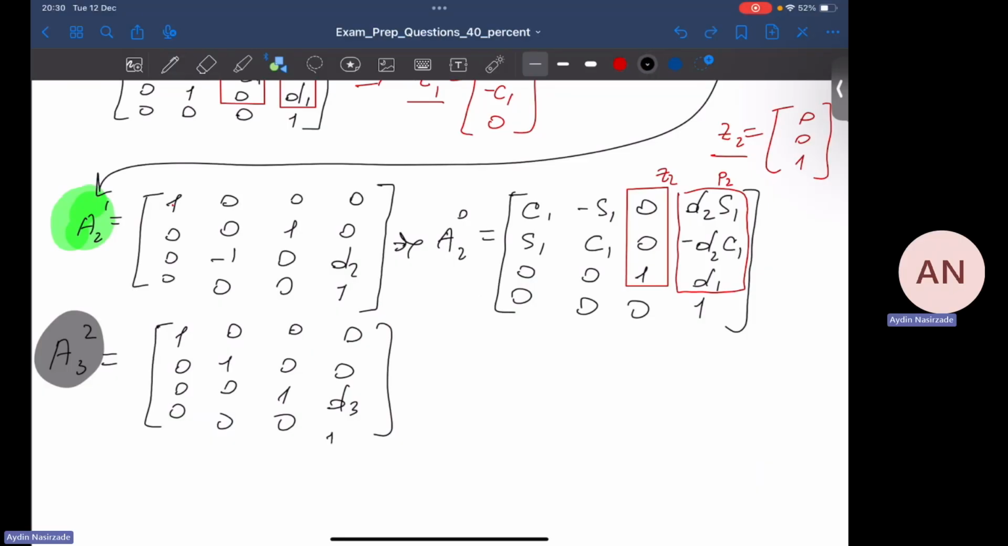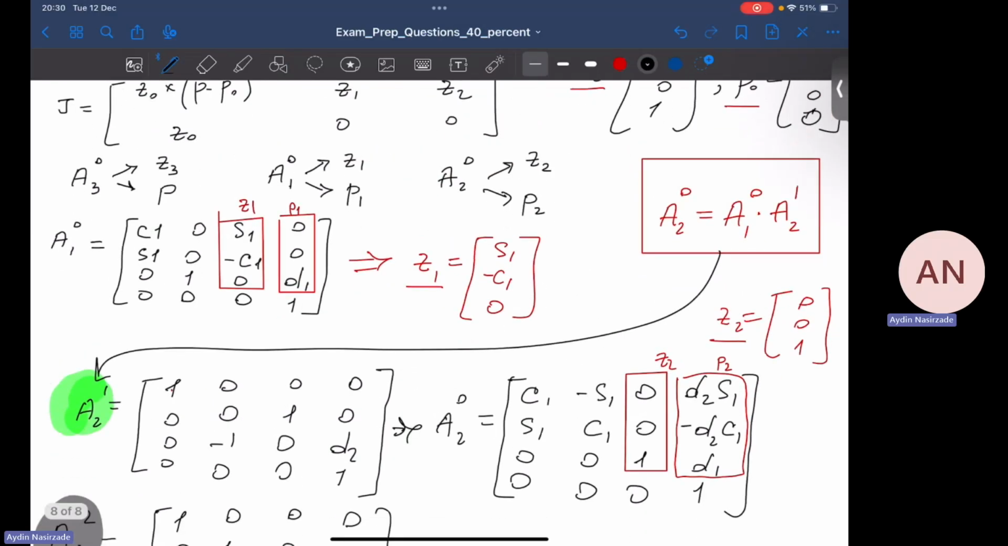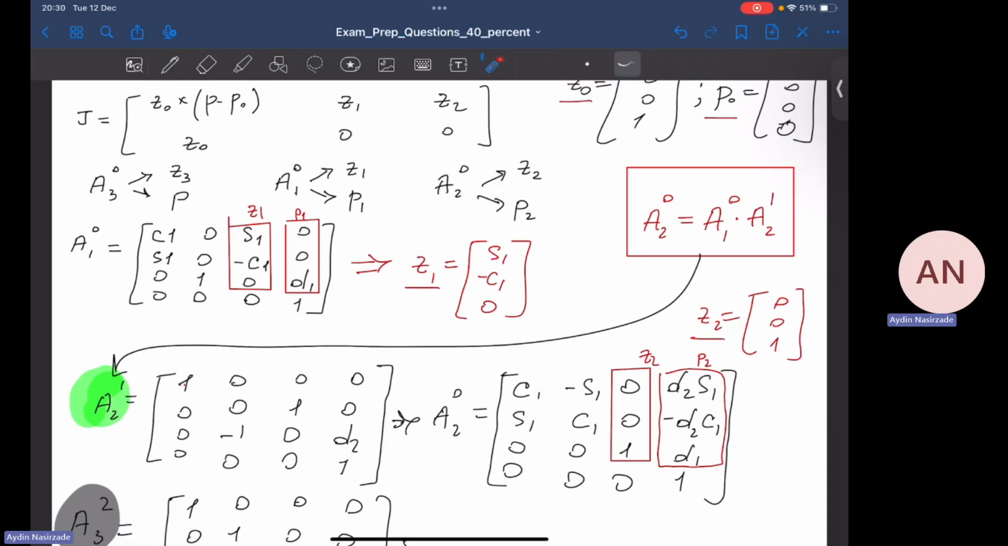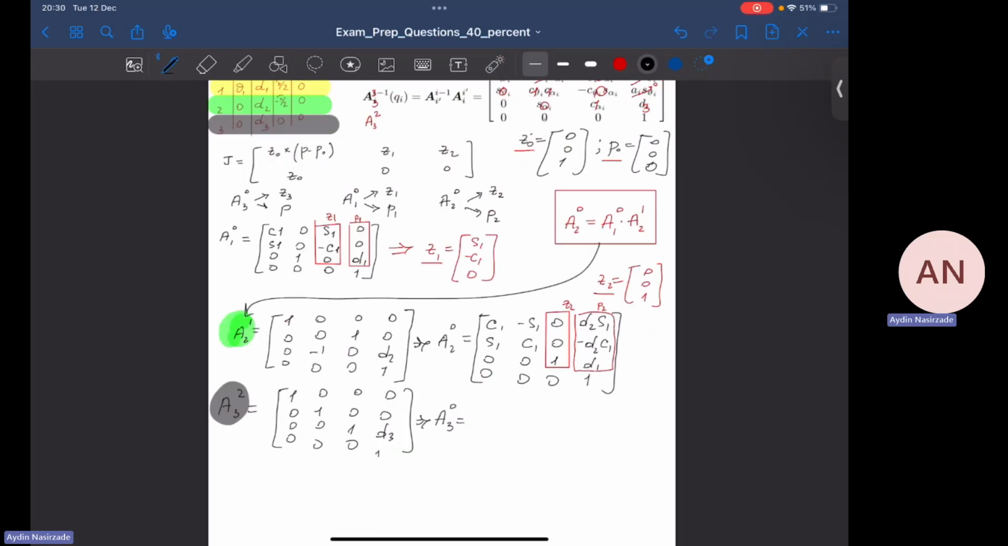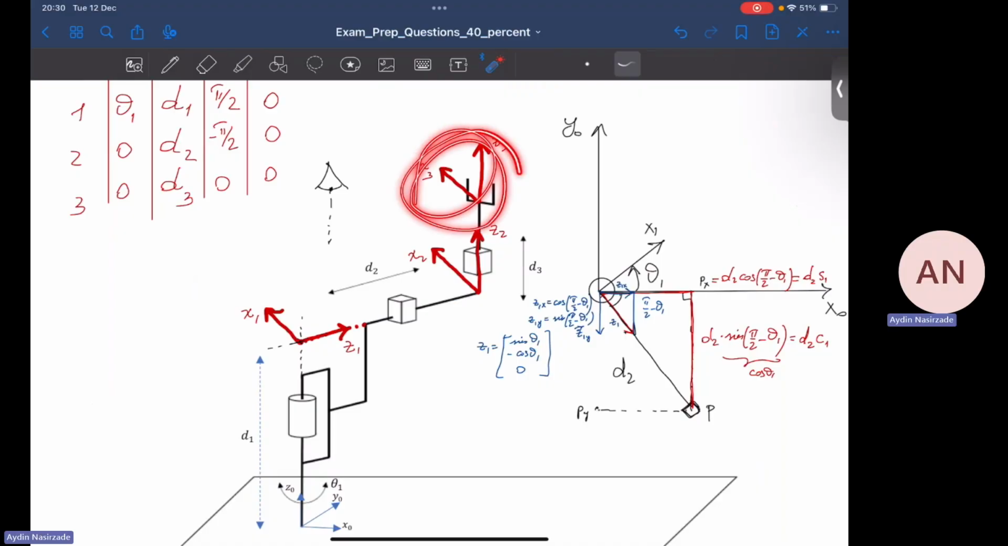Now, finally, I cannot derive anything here yet. So all I have to do is find this matrix to get Z3 and P. I don't need Z3, but I definitely need P, because I'm going to need it in the Jacobian matrix. Now, P can be derived from the transformation matrix of the third frame of the end effector with respect to the base frame, the direct kinematic equation, right?